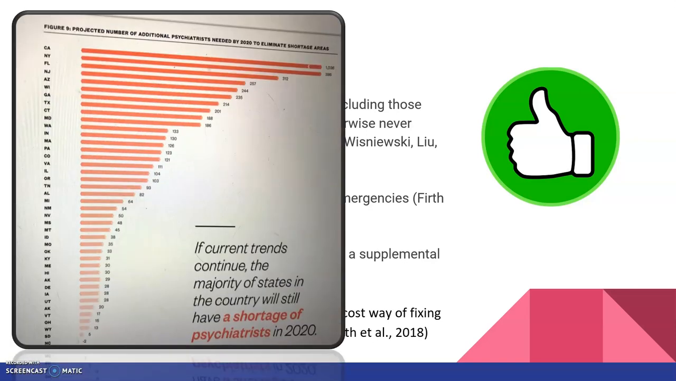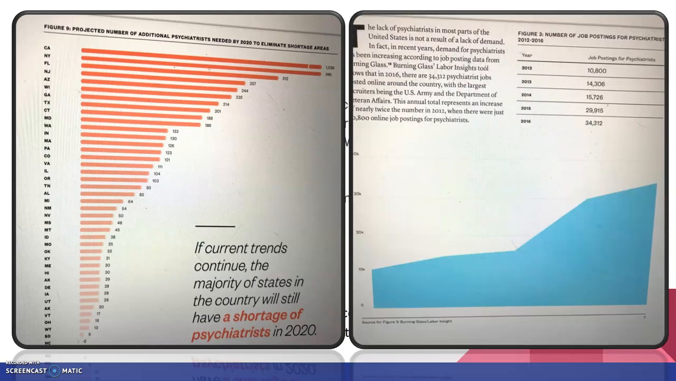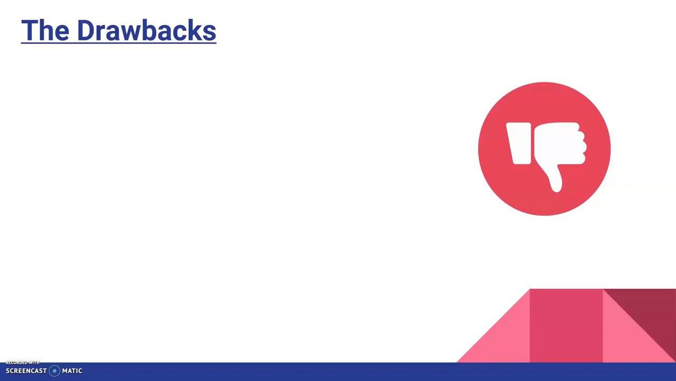I've included here two charts from the Firth article. Please excuse the bad quality of the images. The first image shows current shortages of psychiatrists by state, with California needing the most positions filled at the moment. The second chart shows a dramatic increase in job openings in the mental health field between 2012 and 2016, and these numbers have only gotten worse since then. So mental health apps are really attractive from the standpoint that they might reduce the number of people who aren't receiving any treatment whatsoever. Okay, let's move on to the downsides.